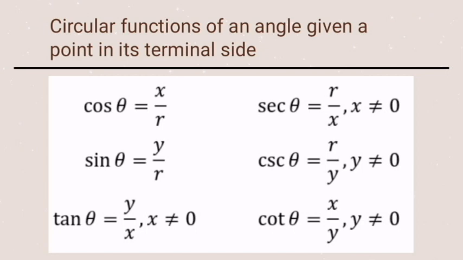And for secant, it is r over x, since it is the reciprocal of cosine, where x is not equal to 0. And for cosecant, it is r over y, where y is not equal to 0. And cotangent is the reciprocal of tangent, which is x over y, where y is not equal to 0.